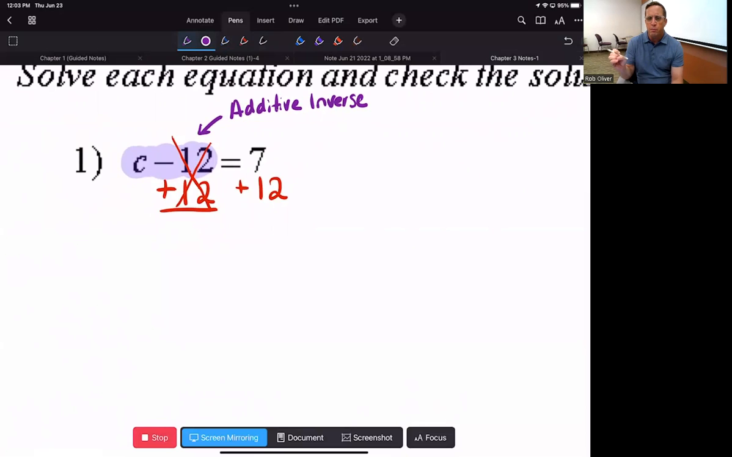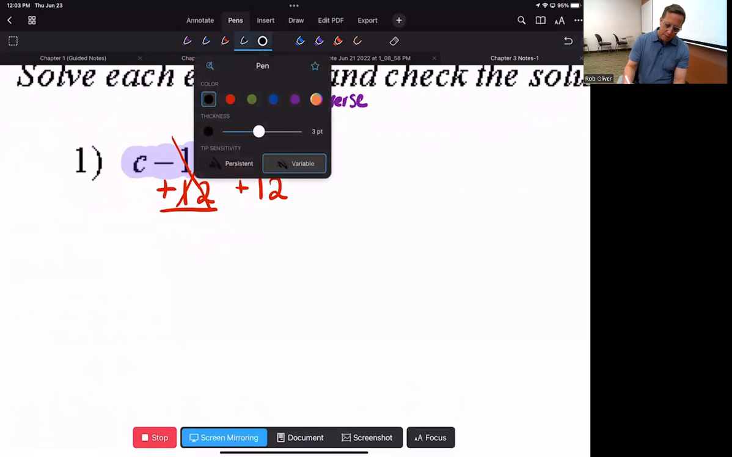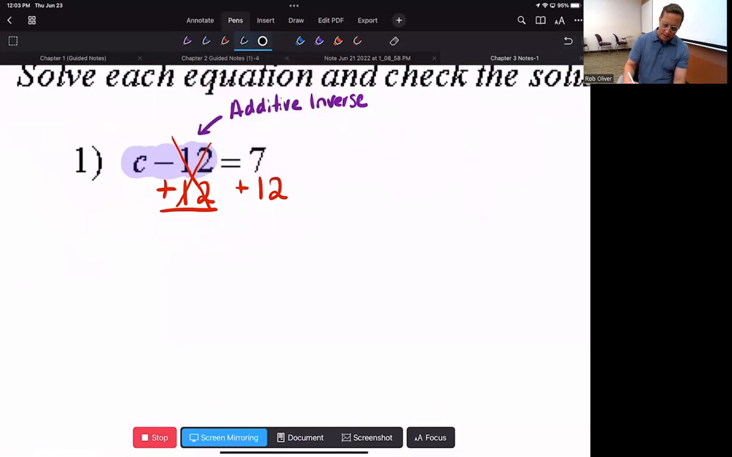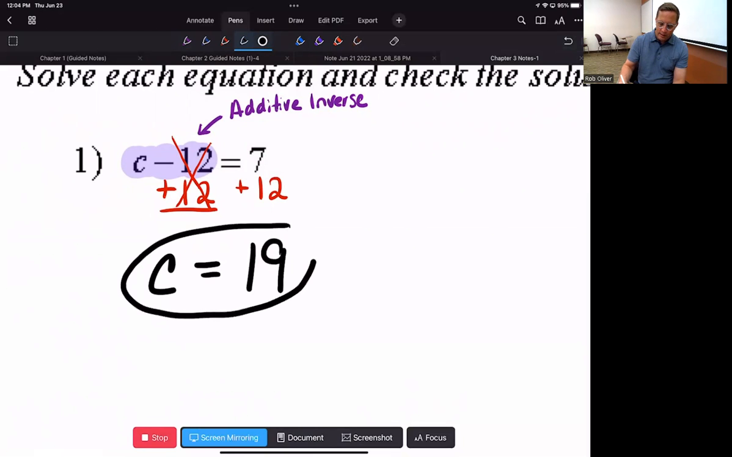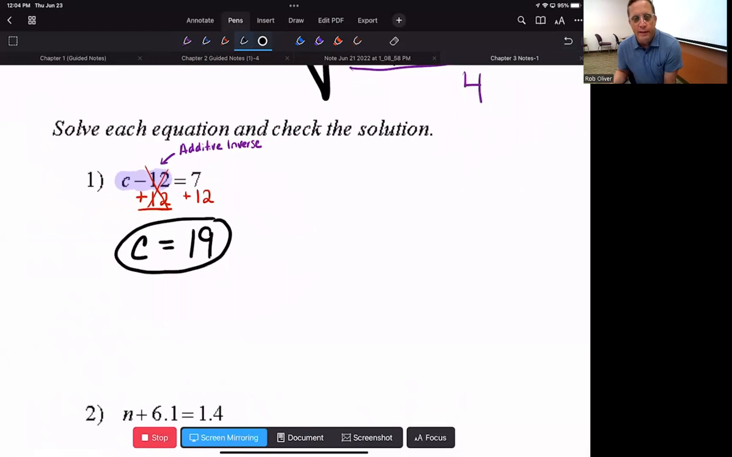And now here's another thing. It's small, but it's also a big thing that you should do, which is rewriting the equation. You want to rewrite the equation every time you do a step in a problem. So we're going to rewrite this one. That's really big. We got c equals, and then 7 plus 12 is 19. And that's it. So that's the answer to that problem.